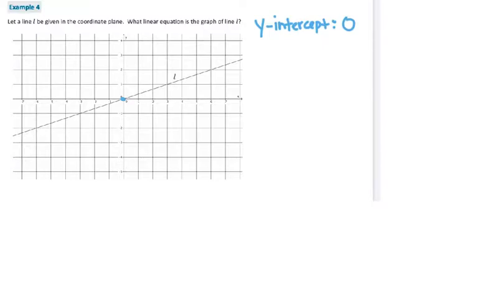We already have it. But even though we could see how many units up and over to the right or left we need to move, we're still going to use 2 points on our graph and determine the slope that way. So I'm going to choose this point right here and this point right here. So I have -3, -1, and I have 3, +1.